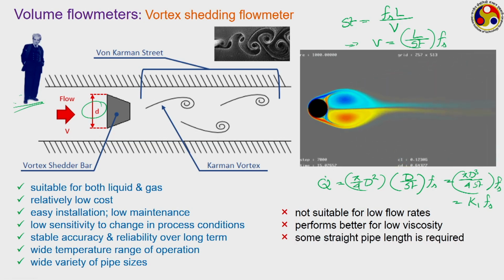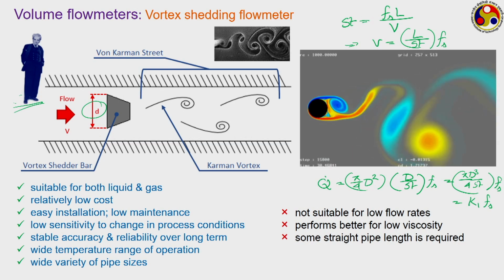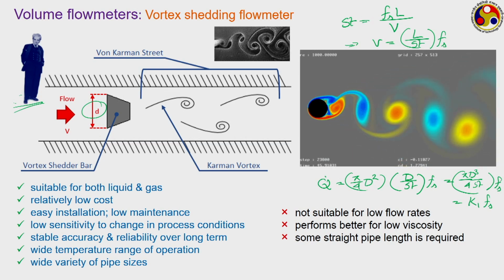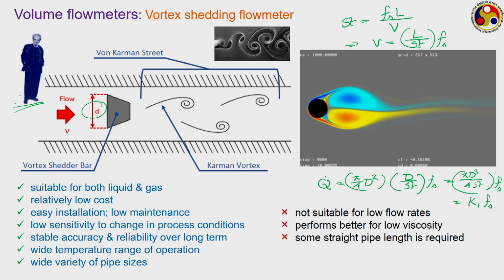Some straight pipe length is required to form the vortex, so that you can have a decent upstream portion of uniform flow, then the positioning of the vortex shedding bar, and then a subsequent, or I should say sufficient, length of the downstream section to visualize the vortex and measure the corresponding frequencies. So, quite a significant straight line passage is required.